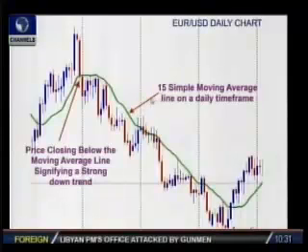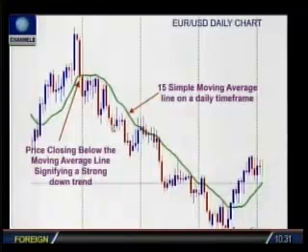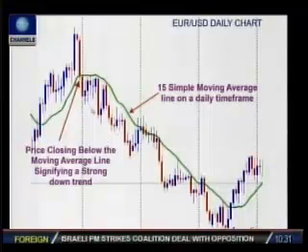What you want to do is that I only want to place sell orders when price is below the moving average line, and I want to place buy orders when price is above the moving average line.